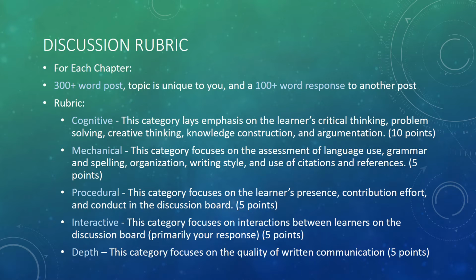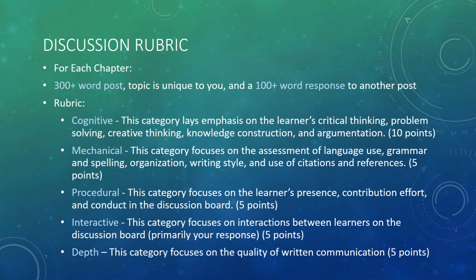Mechanical is spelling and grammar, how you use the language, and your citations and references. And so that's 5 points. Procedural is whether you actually get it done on time, your presence in the course, how that contribution looks, and your conduct. And so this should be a very easy 5 points for you just to get it done.